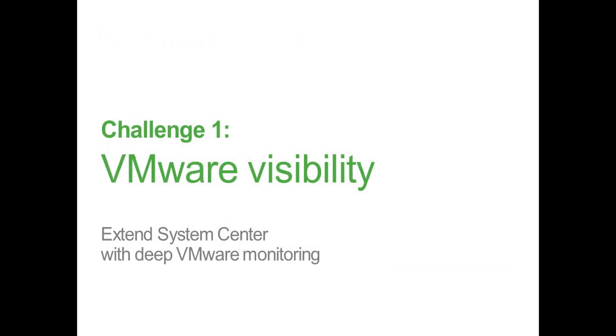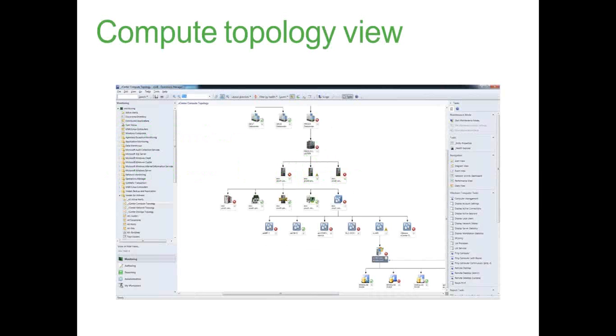Okay, let's take a look at challenge number one. Let's see VMware visibility, which extends System Center with deep monitoring VMware views. So many customers say that it's extremely difficult to get the entire infrastructure visibility, and in many cases, the tool set that they have does not allow the operations team and other teams that need it to get access to the systems where they should not have access to.